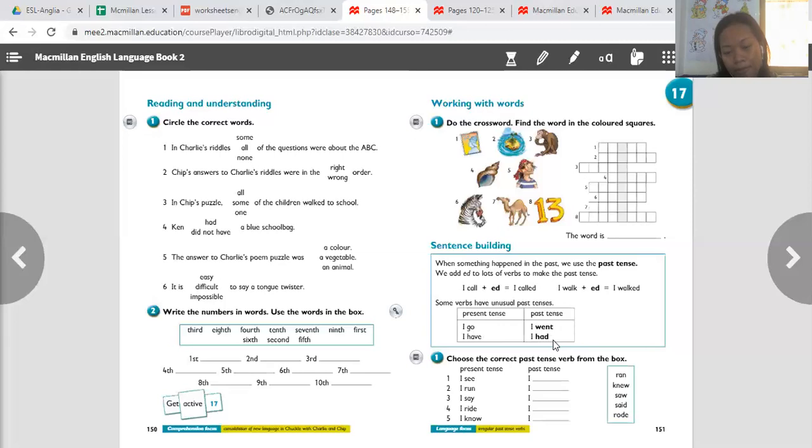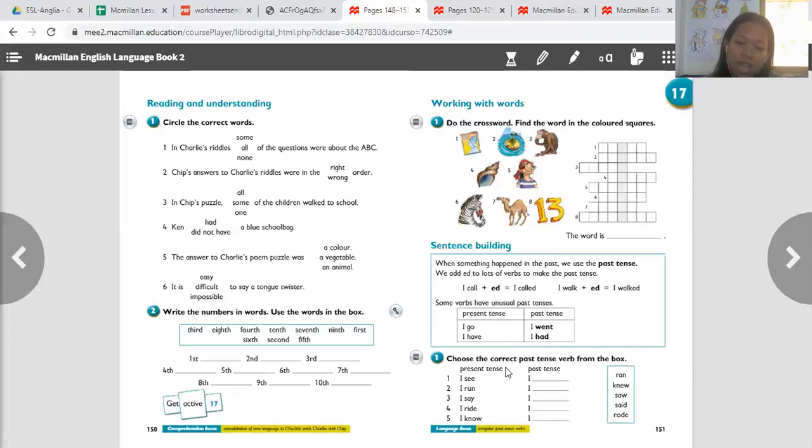Okay? There are a lot more words that change like this. What are those words? You can have a look into a dictionary to find out what words can change from the present to the past tense. All right, let's go next. Choose the correct past tense. Choose the correct past tense verb from the box.